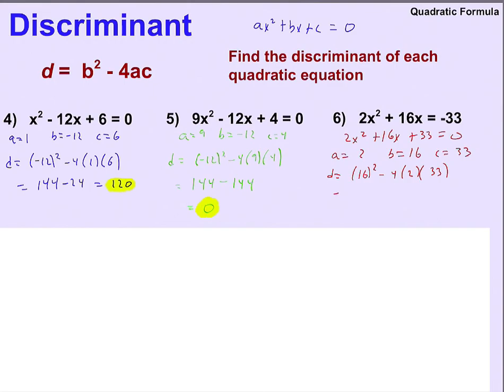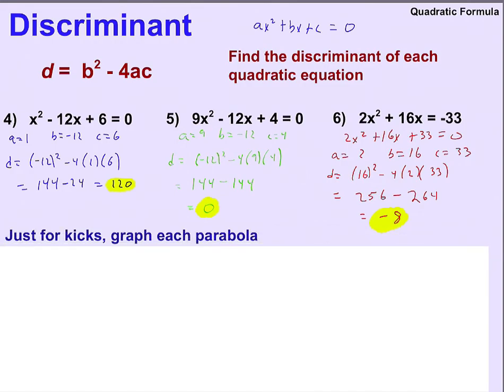And so these numbers are a little bit bigger. 16 squared is 256. And 8 times 33 is 8 times 30 and 8 times 3. So that's 240 and 24, which is 264. And so this discriminant is negative 8. So I want you to notice the difference between these three numbers, these three discriminants. We have a positive, a 0, and a negative.